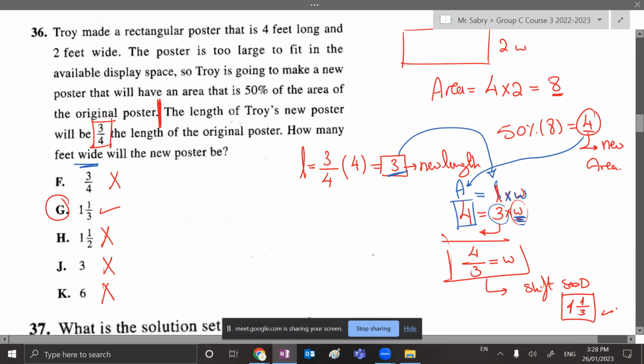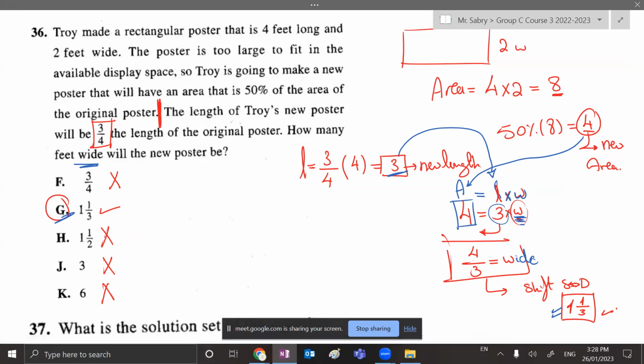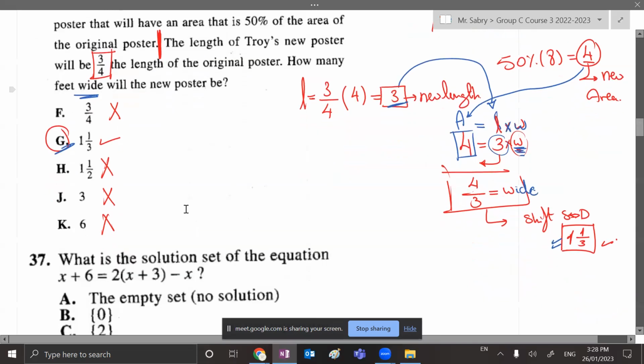So I know the width. Now, when you look at the choices, that's not there, but I know that I can just change this fraction to a mixed fraction by the calculator and check whether my answer is there or not. And apparently it would be G. Okay, yeah. Makes sense? Yep. Awesome. All good.